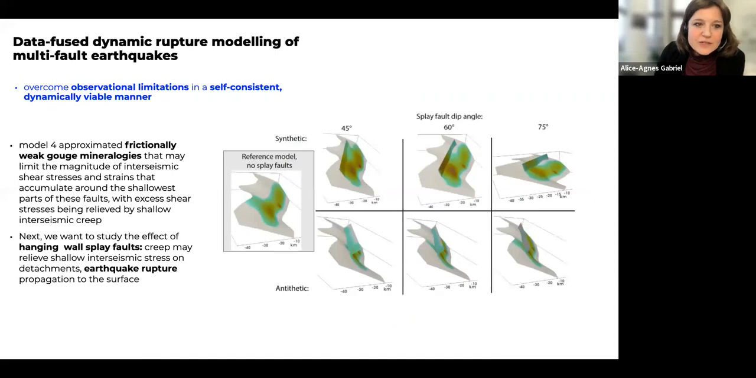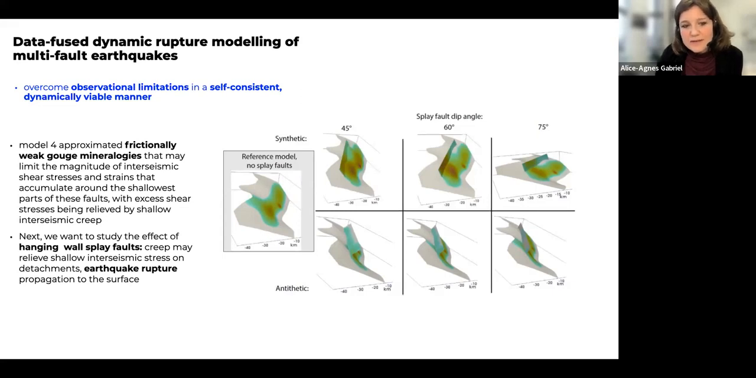The fourth model I showed, which had frictionally weak gouge analogies at the shallow parts, may limit the magnitude of interseismic shear stresses. It's interesting, but what we are currently studying is the effect of hanging wall splay faults. So that was just a single fault earthquake, but if you're thinking about the effect of faults interacting in this kind of fault system, especially the effect of hanging wall splay faults, we can think about two effects.